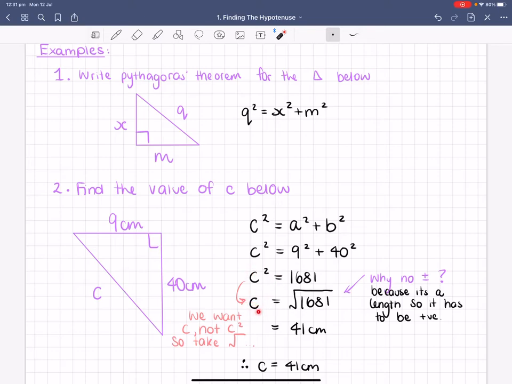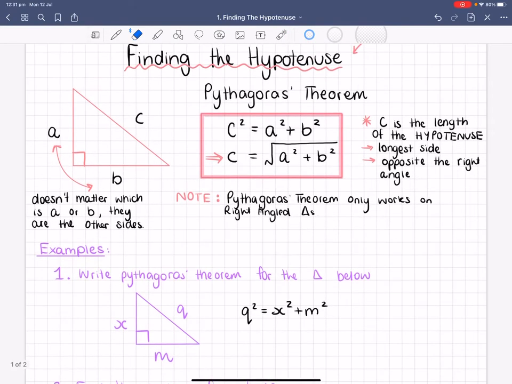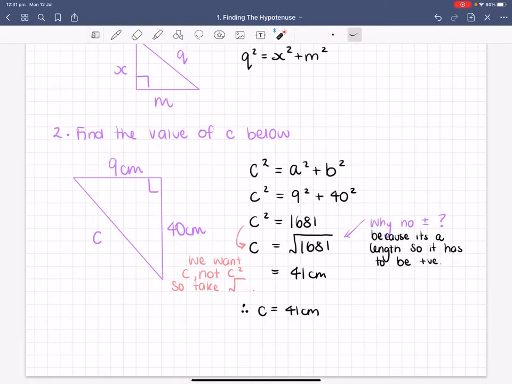But we don't want c squared, we want just c. So that will give us the length of that hypotenuse. So we take the square root of both sides. Remember, by doing that, they cancel out, okay? But they definitely do not cancel each other out here and here, okay? Otherwise, we'd have c equals a plus b, which isn't the case. Now, putting this into your calculator, you get 41, okay? The reason why we get a whole number is because this is a square number.